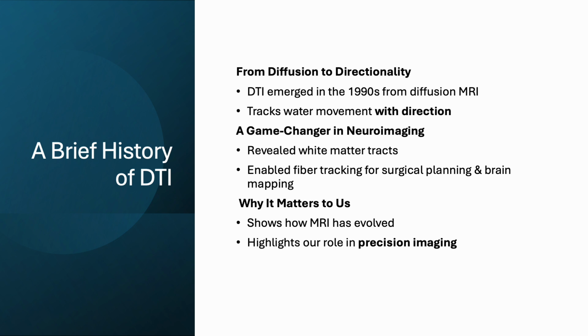Let us briefly look at the history of DTI. Diffusion imaging started by simply observing how water moves through tissue. Then in the 1990s, this evolved into diffusion tensor imaging, which added something critical: direction. It wasn't just about whether water diffuses, but where it's going. Suddenly, we could actually see white matter tracts, not just infer their presence. That opened the door to fiber tracking, which now helps with things like pre-surgical planning and understanding how different parts of the brain are connected.